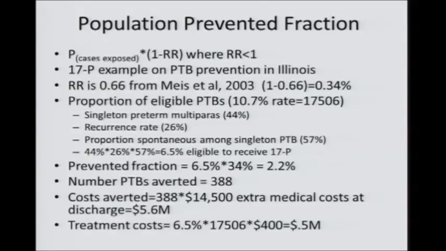So you have to add in the 57% because this therapy only works for spontaneous preterm birth. Okay. And these other estimates are not just spontaneous. The recurrence rate is, but the denominator of those singleton preterms that had previous births is not restricted to spontaneous.